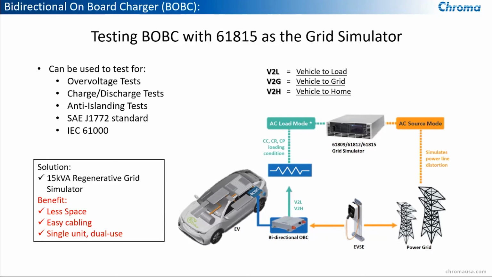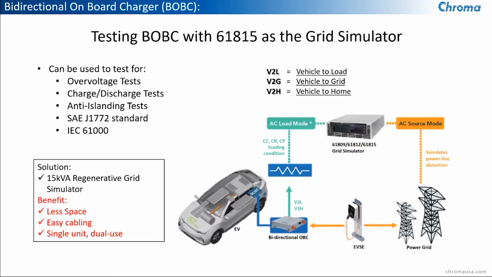So in this image that I've included, we can see how the bidirectional onboard charger gets its power from the EVSE, which gets its power from the grid. But the bidirectional onboard charger can also put power back onto the grid, which is why the yellow arrows point both ways. This functionality is typically referred to as V to G or vehicle to grid.